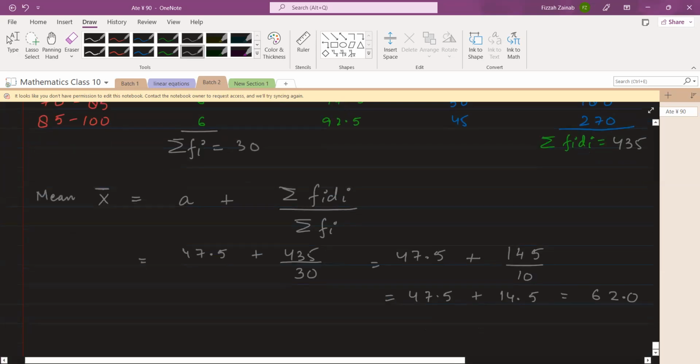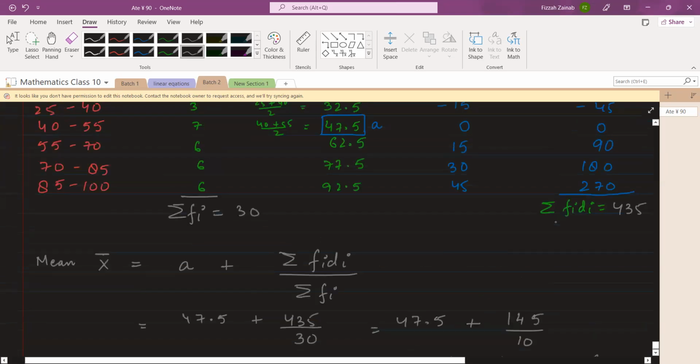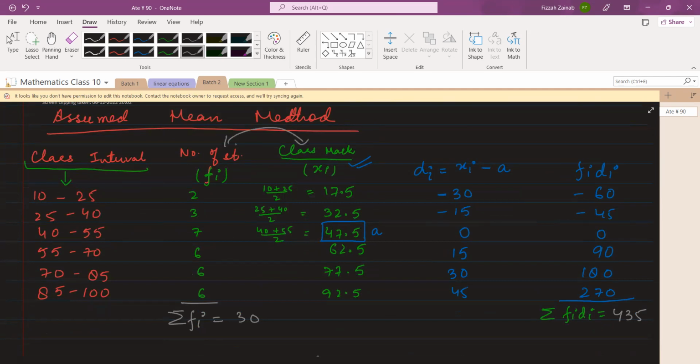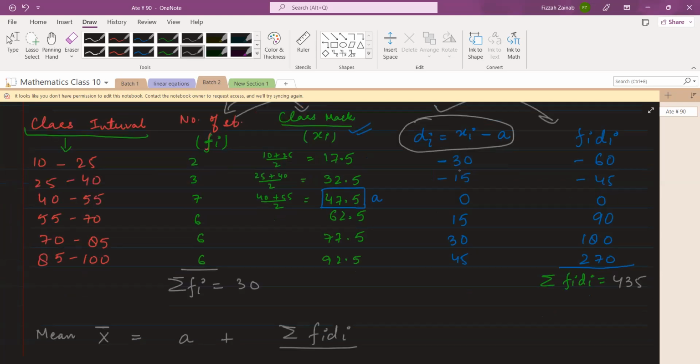So just a quick recap. In the direct method, we only need FiXi, right? We just directly multiply FiXi. So only these two columns we need in the direct method. In the assumed mean method, we first find Di and then we multiply Fi into Di, not with Xi but with Di. Understand? So one additional column we make, which is of Di, in the assumed mean method. Now, the next method is called the step deviation method.